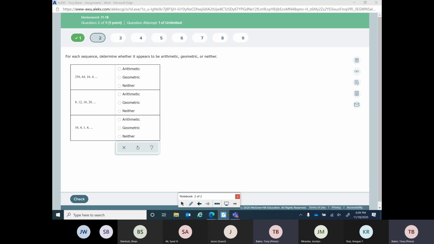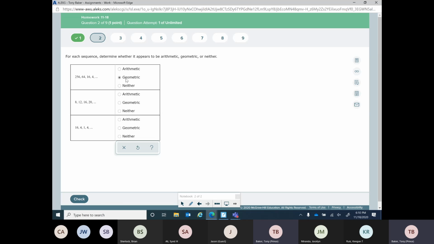Next one's looking at whether it is arithmetic, geometric, or neither. So we want to look at the difference between them. You can tell pretty quickly if it's going to be arithmetic because they tend to go up a little bit slower and it's the same difference between each one. So like this one, from 256 to 64 and 64 to 16, that's not going to be arithmetic. The difference isn't the same between those two. The question that we have to figure out is, is it multiplied or divided by the same thing each time? So in this case, if I do 256 divided by 4, I would get 64. 64 divided by 4 gives me 16. 16 divided by 4 gives me 4.